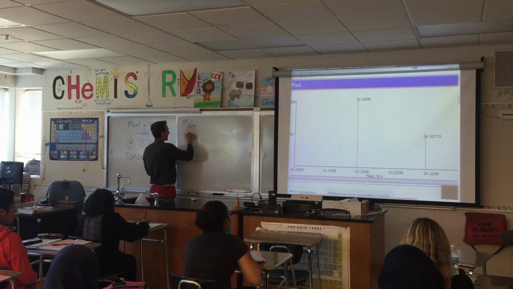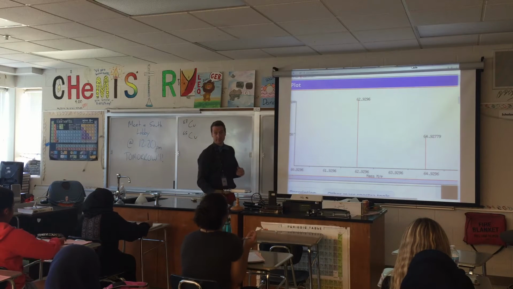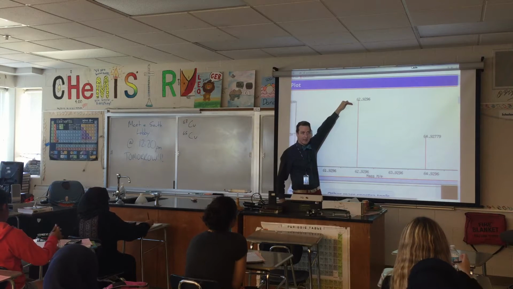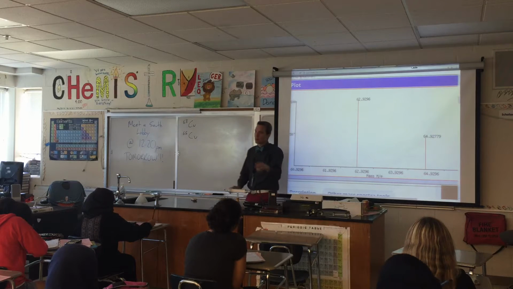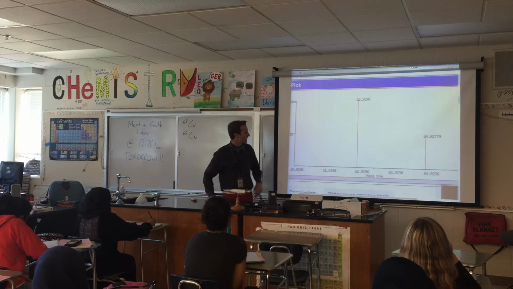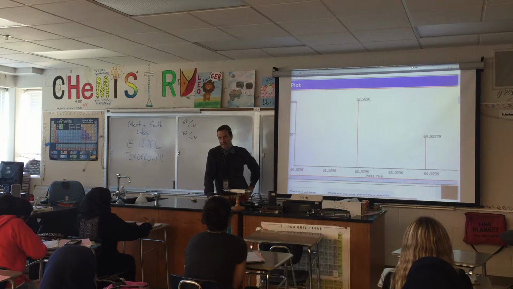Copper-63 and copper-65. Which one is more abundant? 63, right? Because we can see the signal for copper-63 is larger. So in any pure sample of copper, we're going to have more copper-63 atoms than copper-65 atoms. Can you estimate the percent abundances from this? Yeah, like 50 and 100.